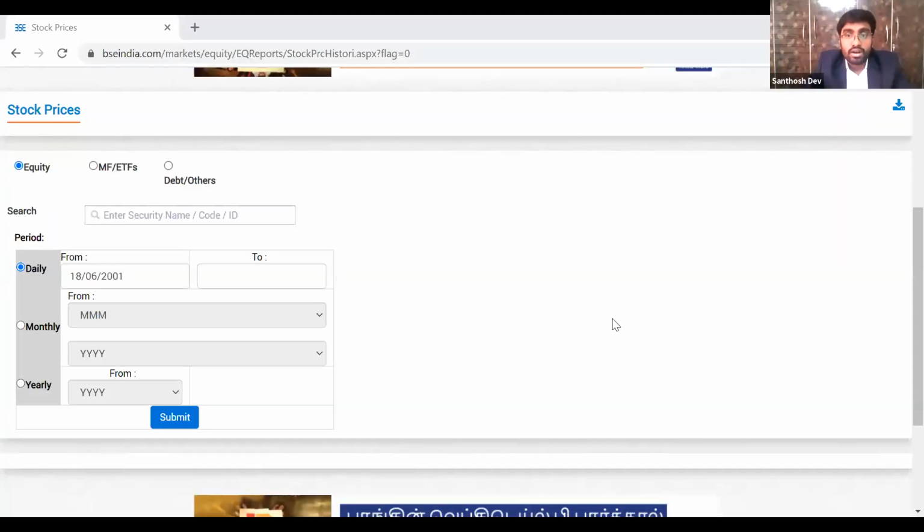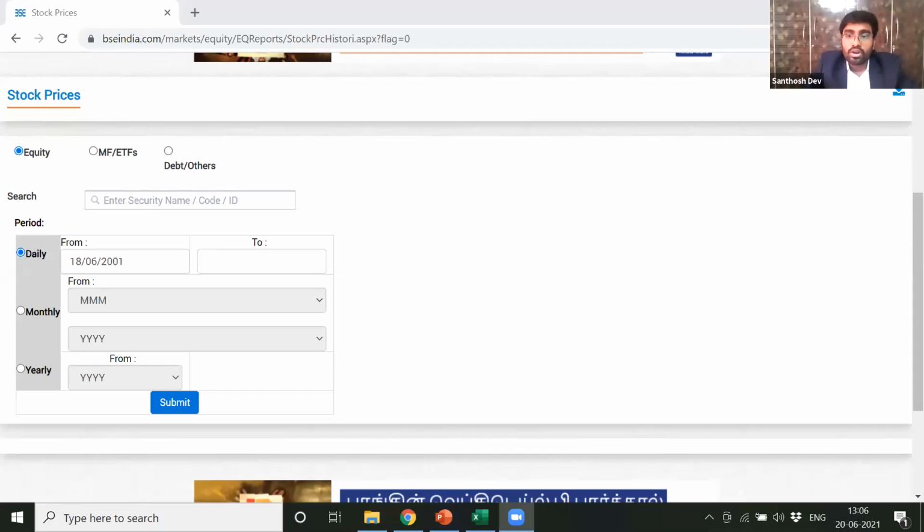Now, let me share my screen. How do I share the entire screen? I don't know. Entire screen. Advanced. Okay, I hope you are able to see my screen now.